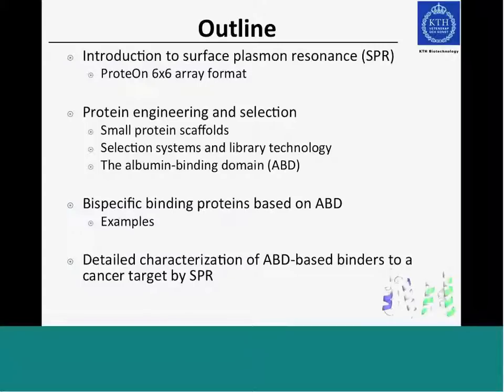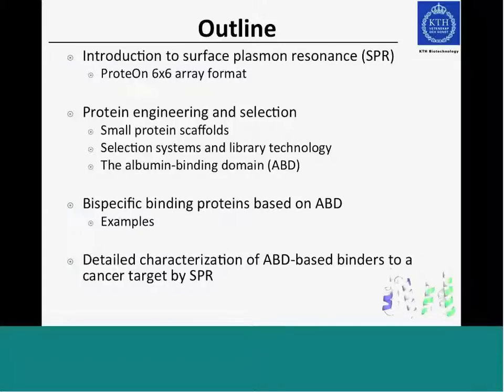Next, we will just introduce the topic of protein engineering and selection, since that's our main technology. We will talk a bit about small protein scaffolds, how to select proteins from combinatorial protein libraries, and specifically introduce the albumin-binding domain, which is the scaffold we mainly use.